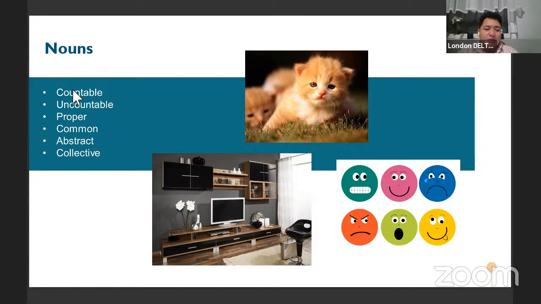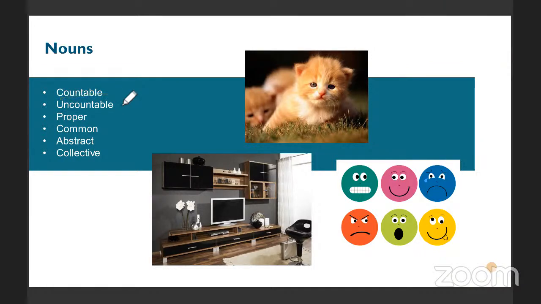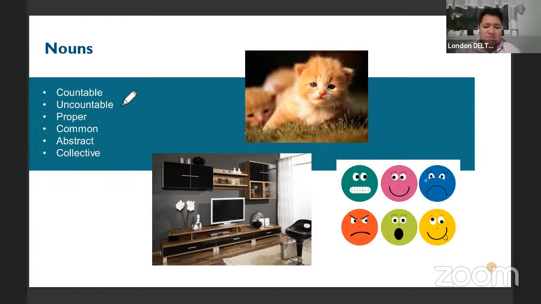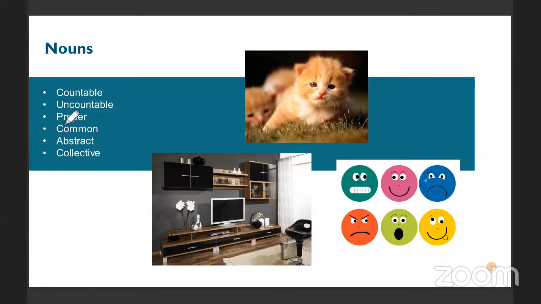Let's see, we have countable and uncountable. We will give some examples very quickly. What are some examples of countable nouns? Can you give me an example? A countable noun? A person. Cups. Good. A person, dog. Box.